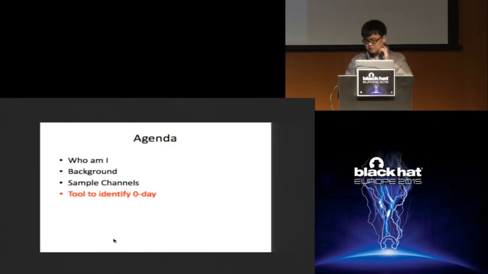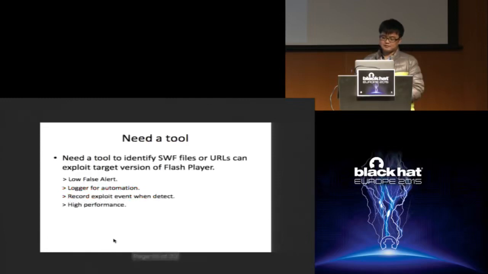I got many samples and URLs from the above sourcing channels. So I need a tool to help me identify zero-days from these samples. This tool must have a low false alert rate because the number of samples is large. If the false alert rate is high, it is difficult to identify. This tool must have a log to record exploit events when detected, and it must have high performance.